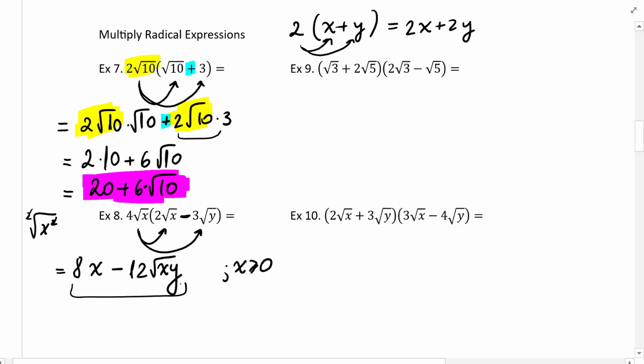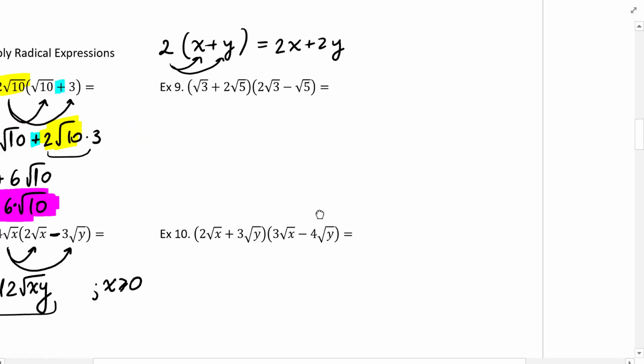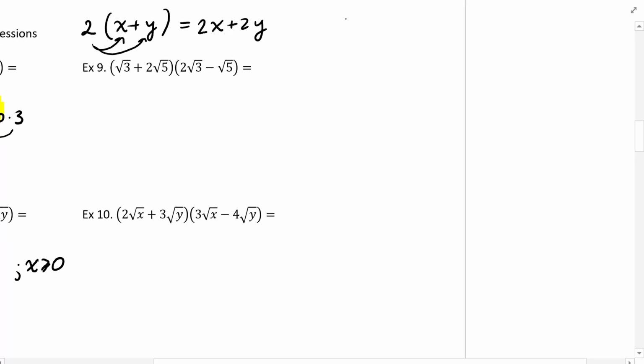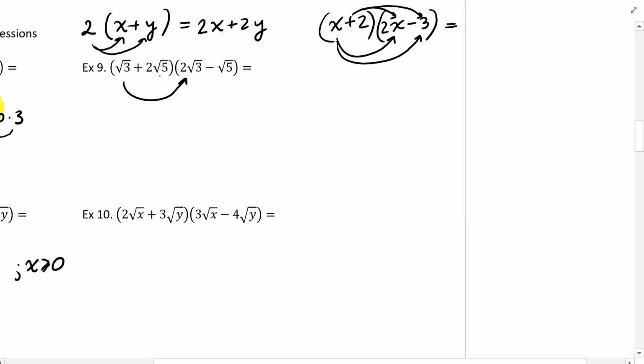Now let's take a look at 9. Well, 9 has 2 terms in one parenthesis and 2 terms in the other. So what we are going to do is, I hope you remember doing something like this with polynomials or binomials. x plus 2 times x, or 2x minus 3, for example. How did we multiply them? Well, x with each of them, 2 with each of them, right? So the same thing happens here with the radicals.